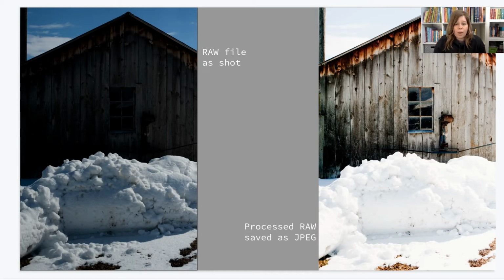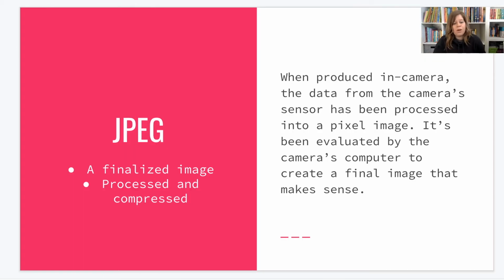That's just one way that you are going to gain power over your images by shooting RAW, is you're going to have a lot more control over the highlights and the shadows and that kind of thing. When you shoot JPEG, you're shooting a finalized image. Can you edit a JPEG? Yes, but you don't have the same control over a JPEG as you do over a RAW file.